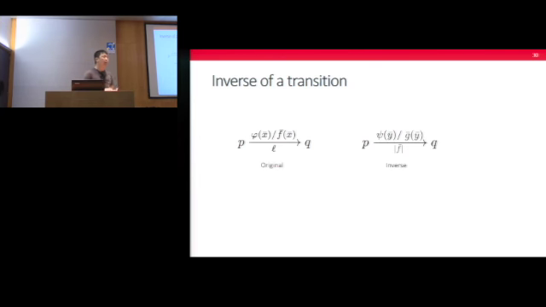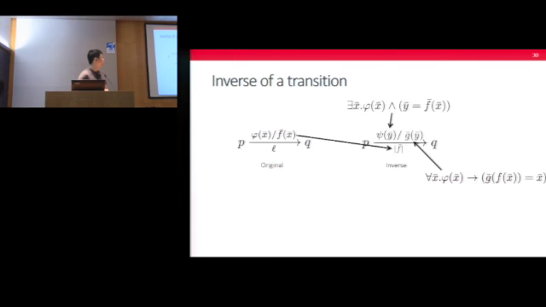Since if the original transition reads a symbol X and outputs some symbol Y, its inverse should read Y and output X. So the lookahead of the inverse transition should be the size of the original output functions. And then the predicate of the inverse transition should determine the output of the original transitions. And at last, its output functions should recover the behavior of the original output functions.